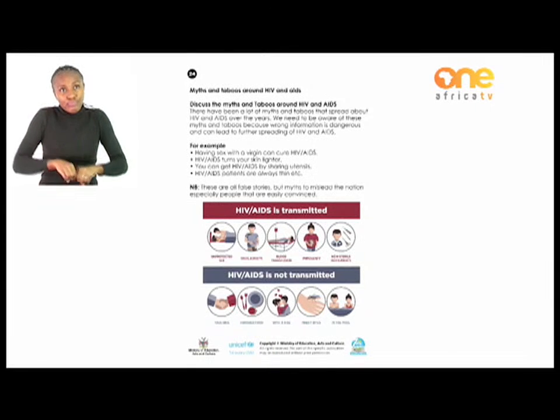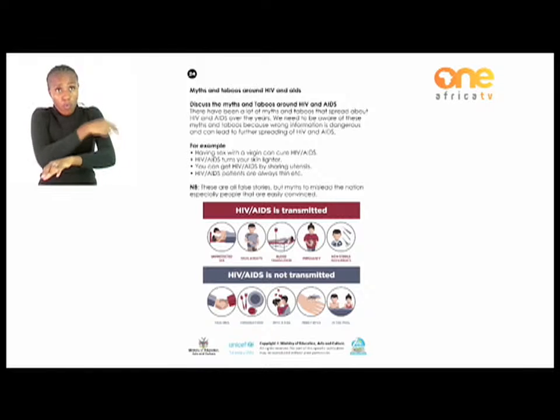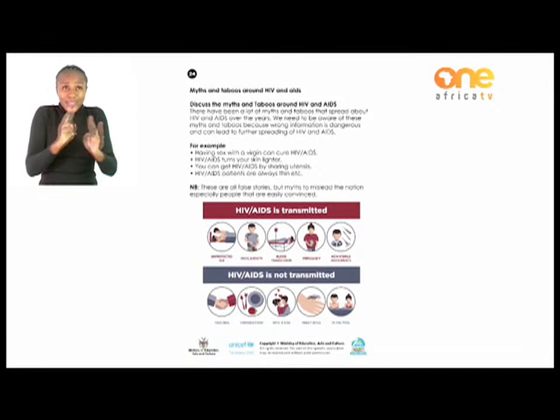Non-sterile instruments. How is HIV/AIDS not transmitted? One cannot contract or transmit HIV through touching, through sharing of food, or through kissing. Why is it not possible for someone to get HIV through kissing? Because HIV cannot survive in saliva.